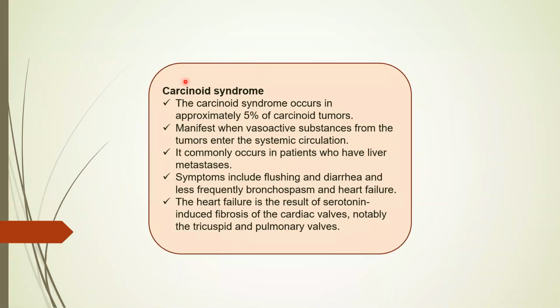The carcinoid syndrome occurs in about 5% of carcinoid tumors, and it occurs due to vasoactive substances that enter the systemic circulation. It is associated with liver metastasis, and the symptoms are flushing, diarrhea, bronchospasm.